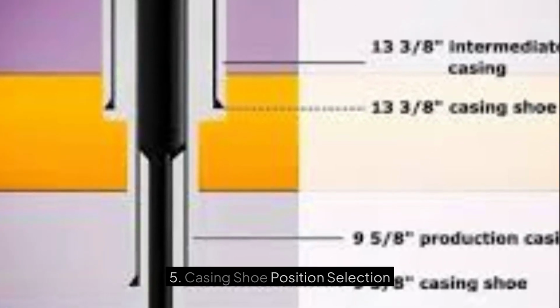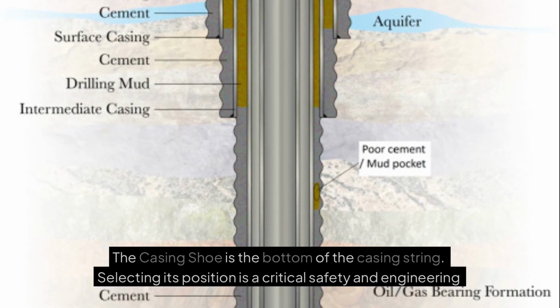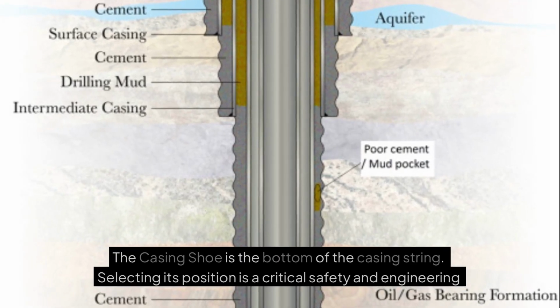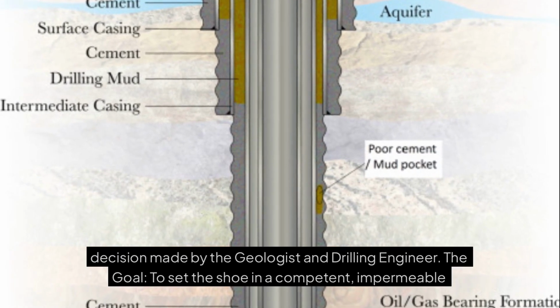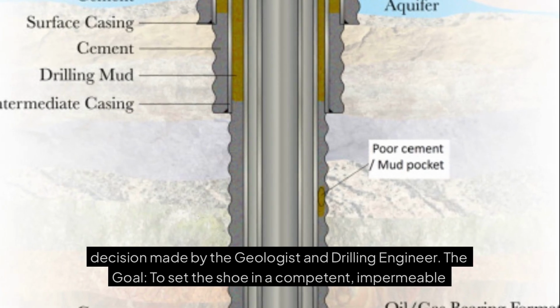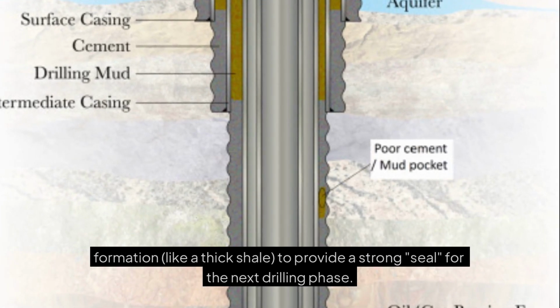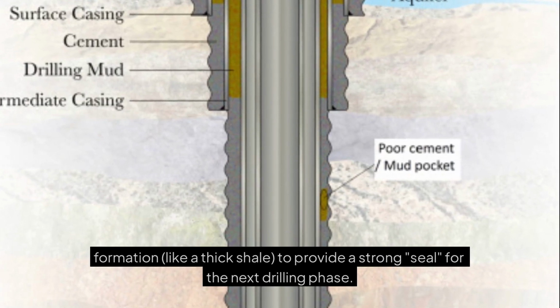5. Casing shoe position selection. The casing shoe is the bottom of the casing string. Selecting its position is a critical safety and engineering decision made by the geologist and drilling engineer. The goal: to set the shoe in a competent, impermeable formation, like a thick shale, to provide a strong seal for the next drilling phase.